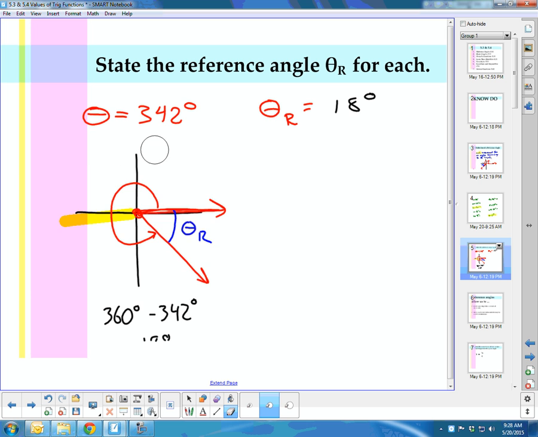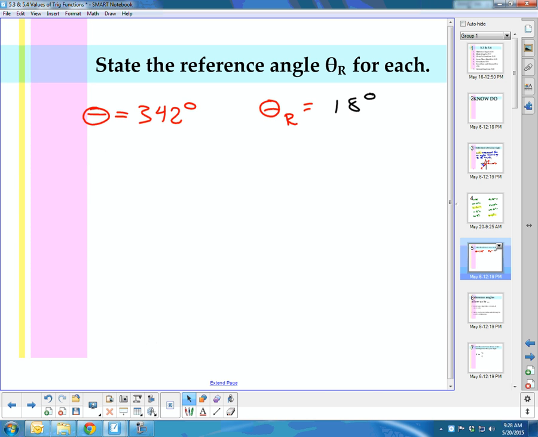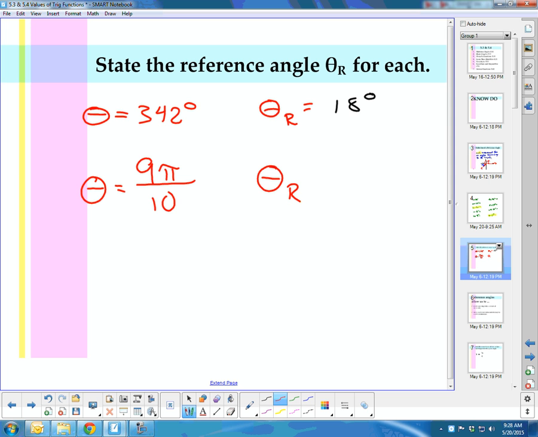example with radian measure. So let's say we had theta equals 9 pi over 10 radians. And we wanted to know what is the reference angle for 9 pi over 10 radians. Well, I'd have to have a sense of how big 9 pi over 10 radians is in standard position. I draw my initial ray. Now I look at that 9 pi over 10.